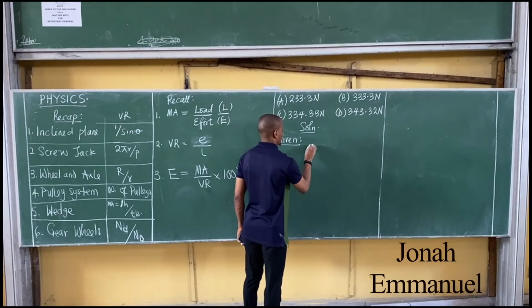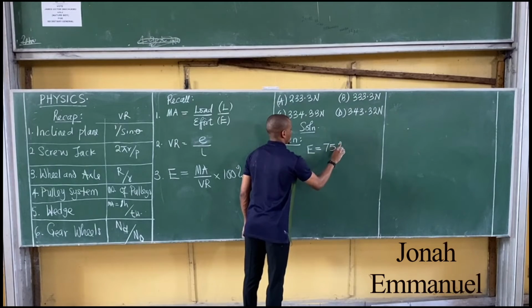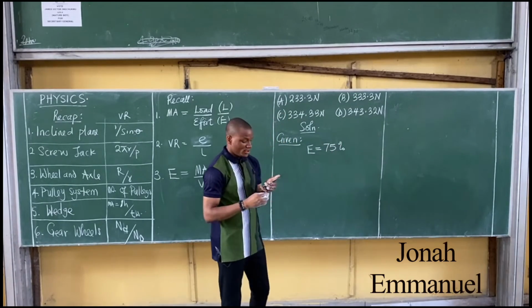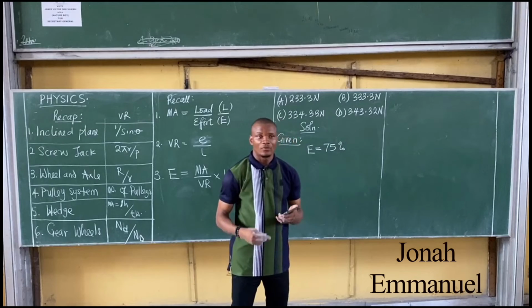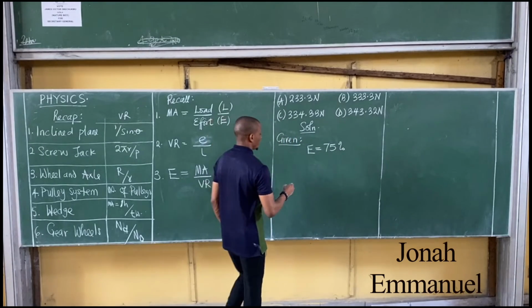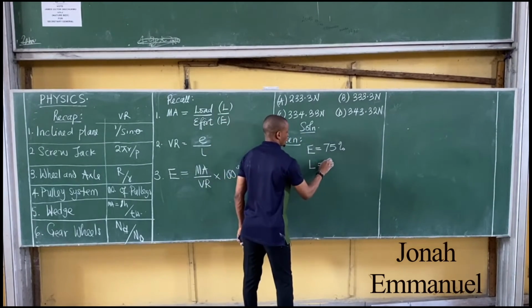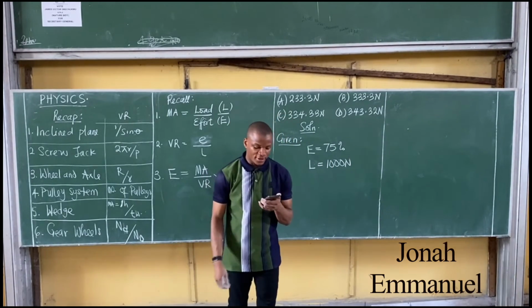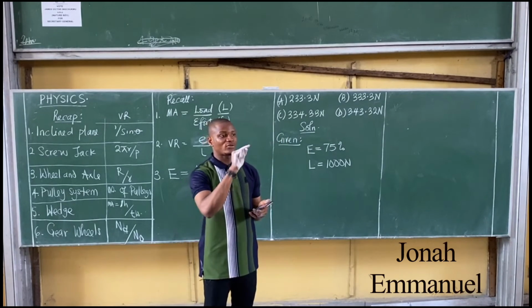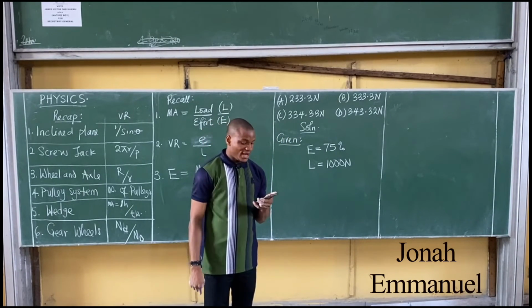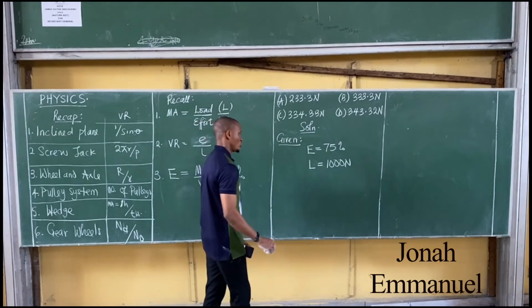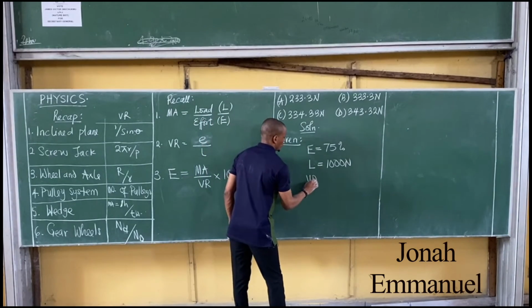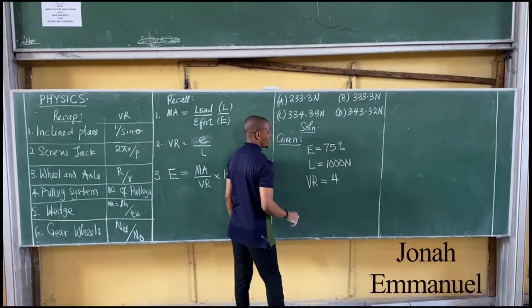So I'm given efficiency as being equal to 75%. It is used to lift a load of 1000 Newton, so I'm given load L as being equal to 1000 Newton. Next, calculate the effort put into the machine, so I'm required to find effort. It has a velocity ratio of 4, so I'm given velocity ratio as being equal to 4. We will find the effort.